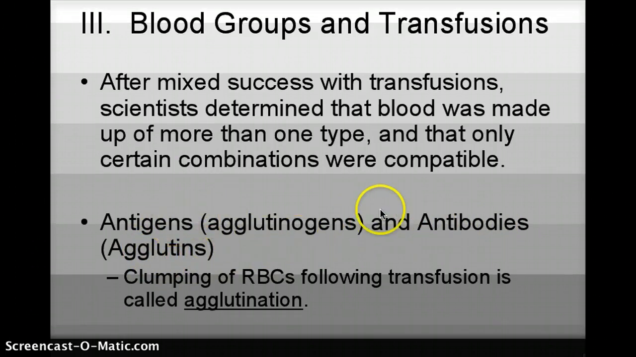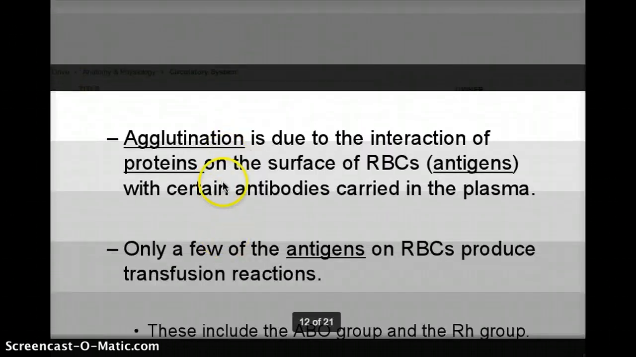Now, if they match up, meaning the antigens and antibodies match up, you start to see a clumping together of the red blood cells, and that clumping together is known as a clot or agglutination. Agglutination is due to the interaction of the proteins on the red blood cell surface, the antigens, with a certain antibody carried in the plasma.